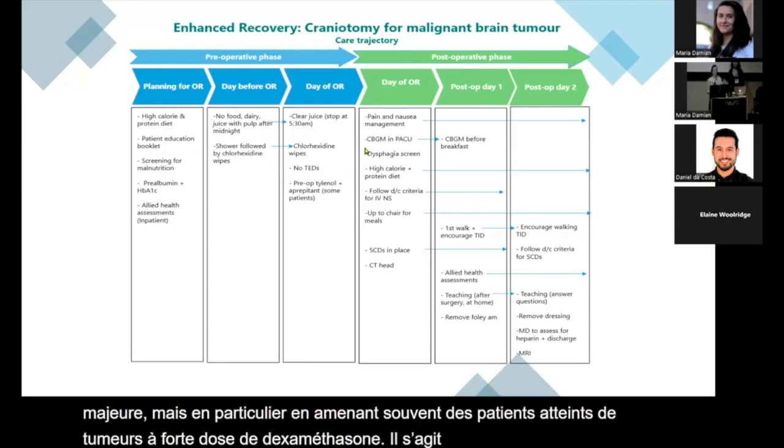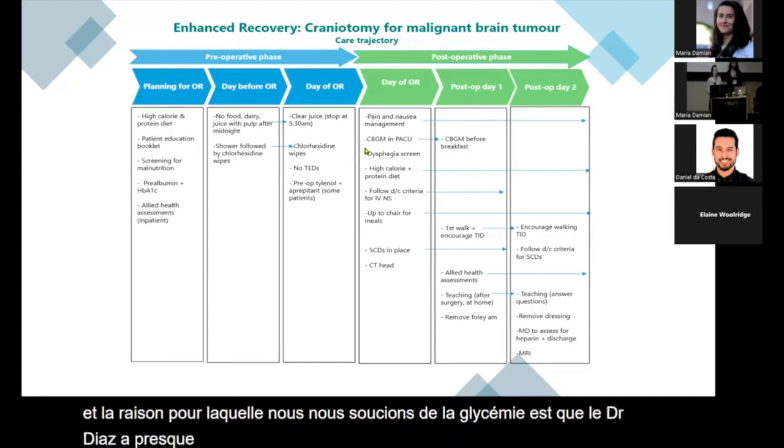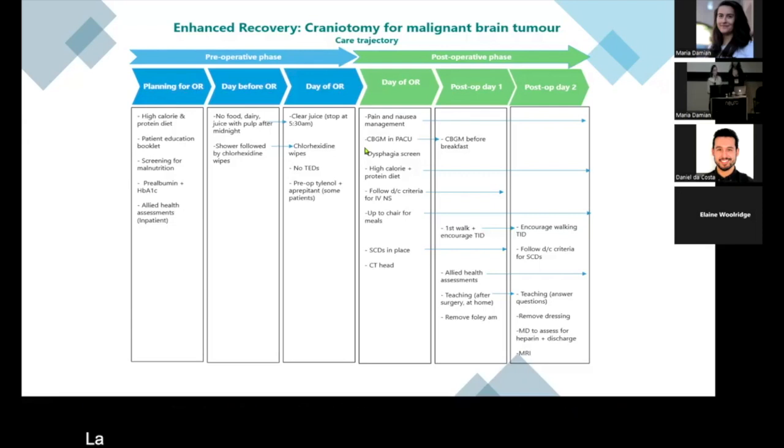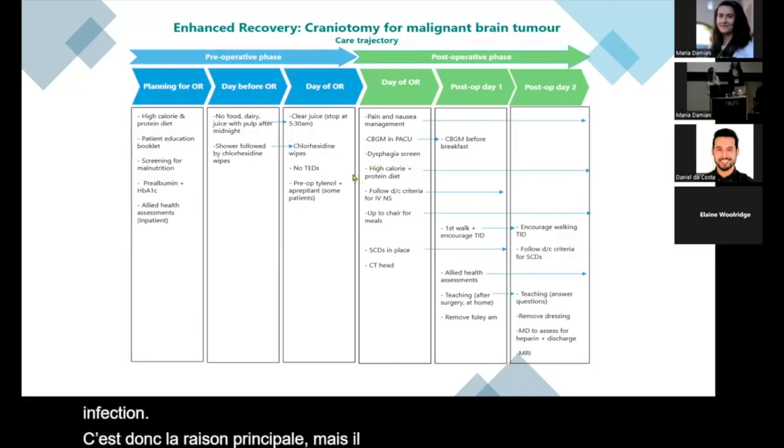And essentially, the reason that we care about blood sugar is because Dr. Diaz did a study a couple of years ago, and he found that when the perioperative blood sugar was not well controlled, it actually doubled the risk of infection, or there was a correlation. They were twice as likely to develop an infection. So that's the main reason, but there are other complications too that can occur, even for non-diabetics.